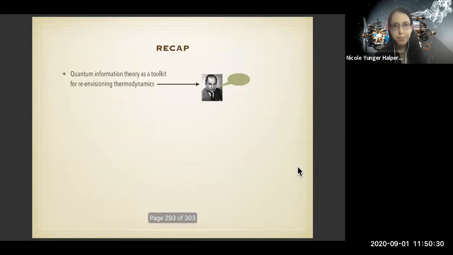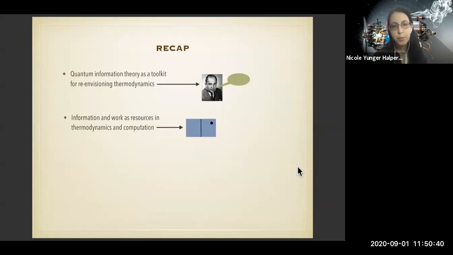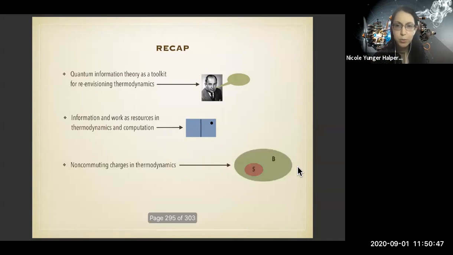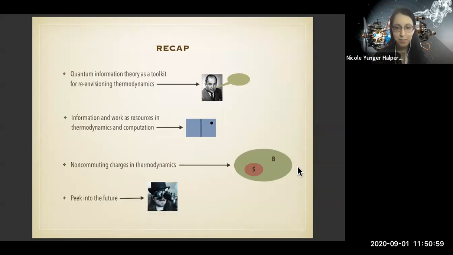In summary, we saw that quantum information theory can serve as a toolkit for re-envisioning thermodynamics for the 21st century. We saw that both information and work can serve as resources in both thermodynamics and information processing. We zoomed in on one subfield of quantum thermodynamics and talked about the non-commutation of conserved quantities in the process of equilibration. And we saw that there is a lot to be done.